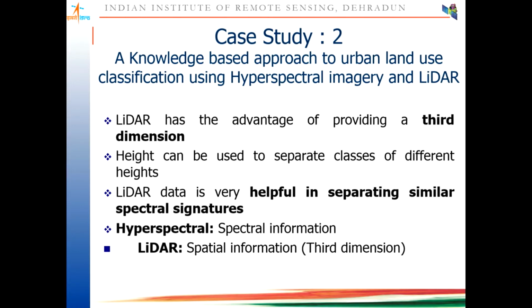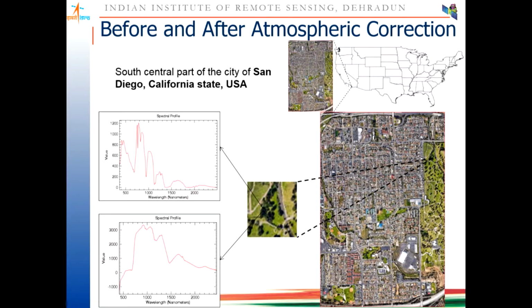It's a knowledge-based approach to urban land use classification using hyperspectral and LIDAR data. What we have tried to do is merge LIDAR, that is three-dimensional data, with hyperspectral data. The hyperspectral data, right now we have taken not for India, it was a higher spatial resolution 5-meter data, and we have taken that for San Diego. What is LIDAR going to give you? Apart from the spatial information, it is also giving you the third dimensional information, that means the height.